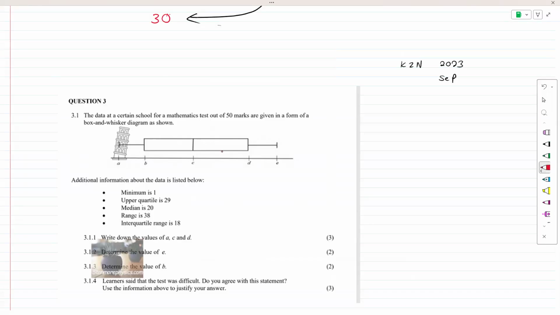Right? This is the lowest mark on the test. That's the minimum. This is the maximum. This is quartile 1, quartile 2, and quartile 3. Information is given below. Anyway, let's start. Write down the values of A, B, C, and D. So A is the minimum, 1.